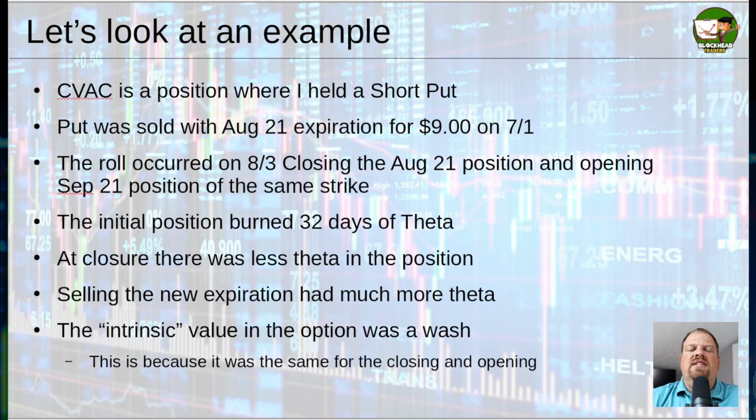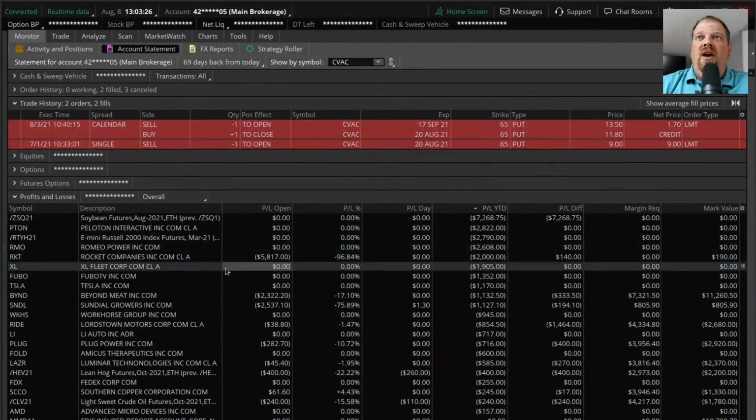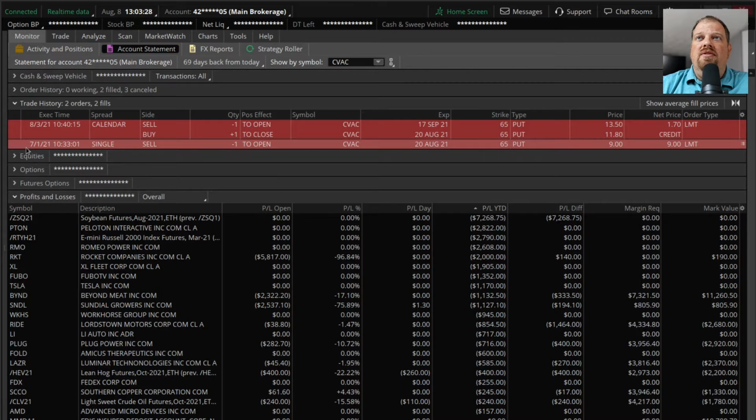So let's go ahead and take a look on the Thinkorswim platform to put some numbers to this and show you a little bit more about that trade. Going to the Thinkorswim platform, I have this trade history filtered down. You can see on July 1st, I opened this trade for a $9 credit. The nice thing about the way this is showing is it shows you the individual trades. So this first one is my sell to open, where I collected a $9 credit.